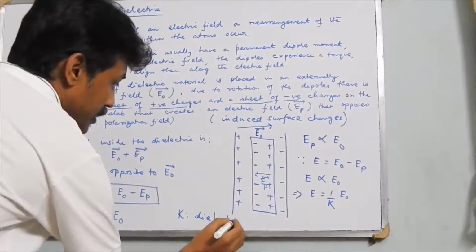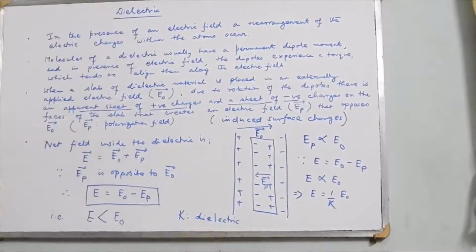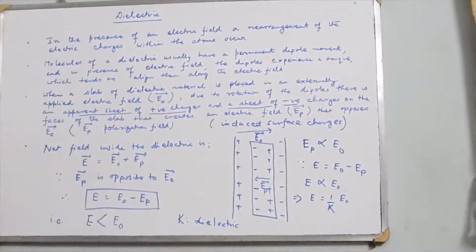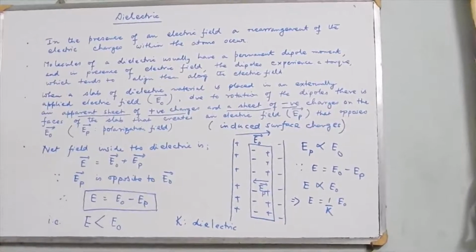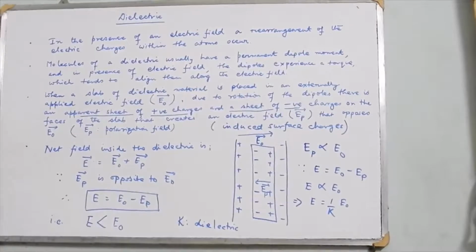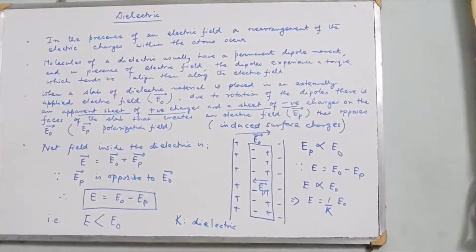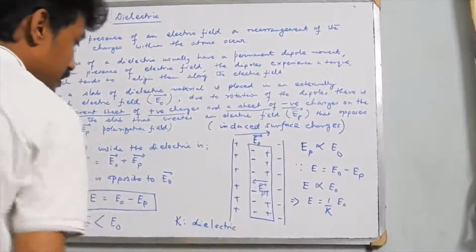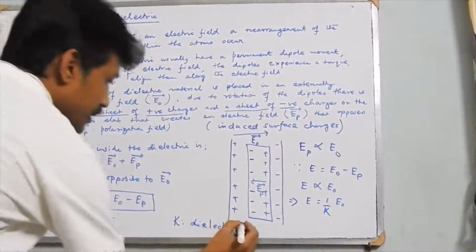Now this dielectric constant is a characteristic property of the dielectric. It does not depend upon the shape and size of the dielectric. It is a characteristic property. It is dependent on temperature, much like resistivity and conductivity. It is a characteristic property which is temperature dependent only.